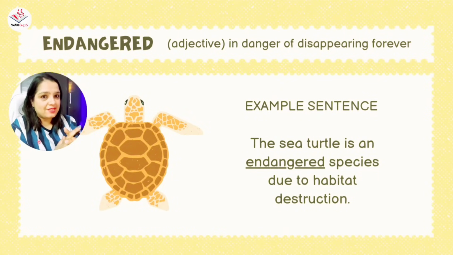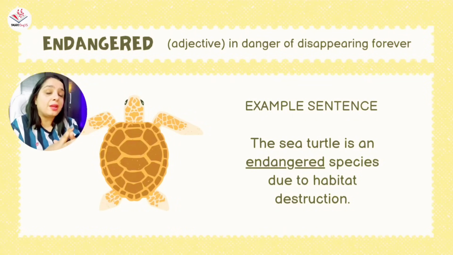So the next word is endangered. It's an adjective, means a describing word, and its meaning is in danger of disappearing forever. I think you know that there are so many animals in this world which are disappearing, or their population is getting lesser and lesser every day. So those animals are in danger. वो animals danger में हैं कि वो हमेशा के लिए disappear ना हो जाए इस world से. So such kind of animals we call endangered species also.